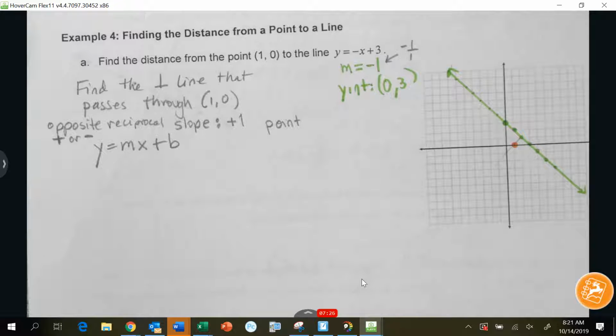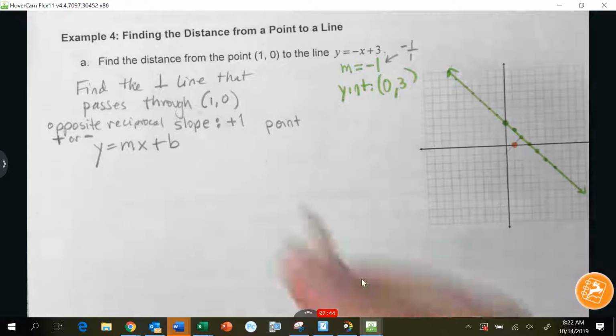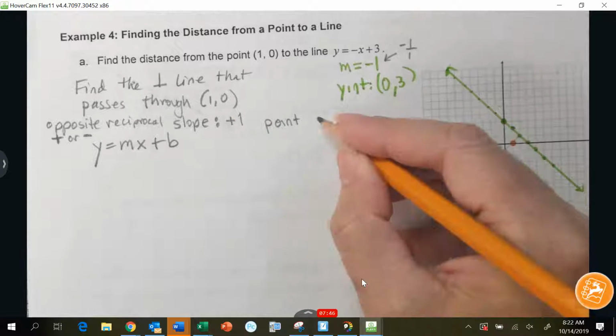Is she just saying 0? I can't hear you. So 0 is not an ordered pair. It's got to be in parentheses with two numbers. 1, 0. What are you saying? Oh, no. I'm saying a point, just a point that it passes through. So we want 1, 0.